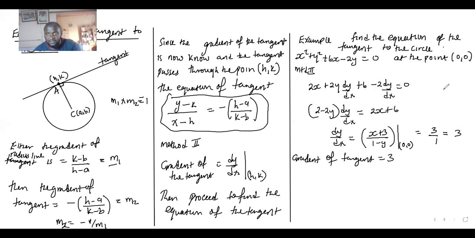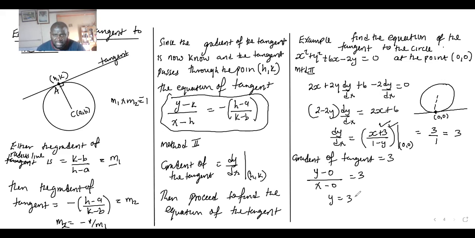You use the point of contact, yeah? Because if you draw a sketch of this, you would see that the circle is like that, then maybe the tangent is here, and this is (0, 0). So you look for the gradient function at this point for the circle. This is the gradient function. Substitute that point of contact, which is (0, 0). The gradient you get is the gradient of the line, the tangent. We can now say (0, 0) is also part of the line, passing through the line, with the gradient 3. So y will be equal to 3x, which is the equation of the tangent.